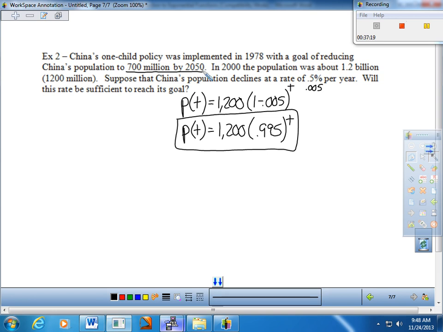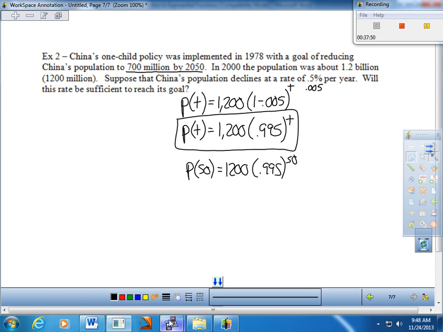Probably a couple ways to do it, obviously. Maybe see when it hits 700 million. Would it be after 50 years or before 50 years? Or we could maybe just put in 50 right up here and see if it's above 700 million or below 700 million. I think it's easier to just throw in 50 right here. So let's go ahead and do that. P of 50. So that would mean this notation right here, raise that to the 50th. So it's going down by 0.5% per year for 50 years. And so as a result, will it hit 700 million by then or not?